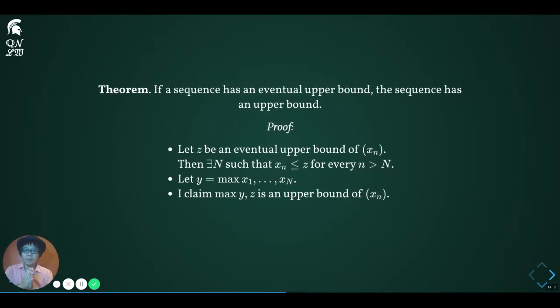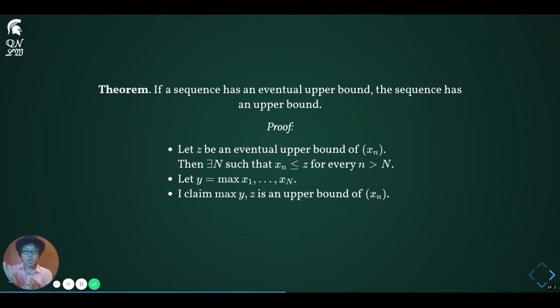It turns out that if a sequence has an eventual upper bound, it must also have an upper bound. We can prove this theorem quite simply. If z is an eventual upper bound for the sequence x sub n, then there is some index capital N such that all later terms of the sequence are no more than z. We can then let y be the maximum of all elements among x_1 through x sub capital N. The maximum exists because this is a finite set.